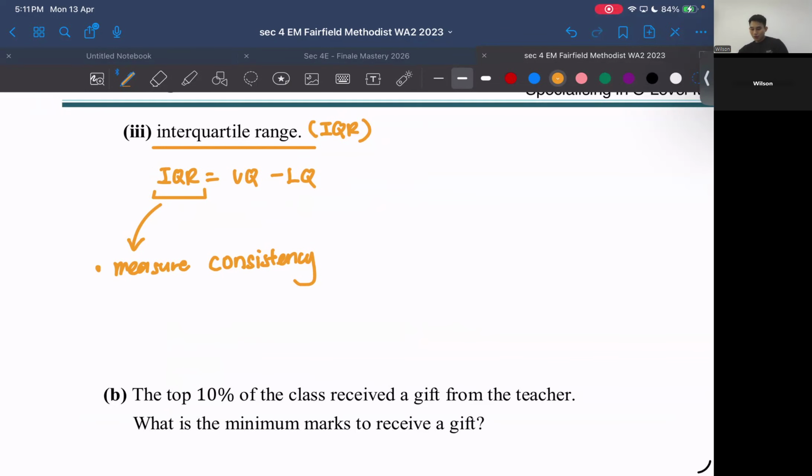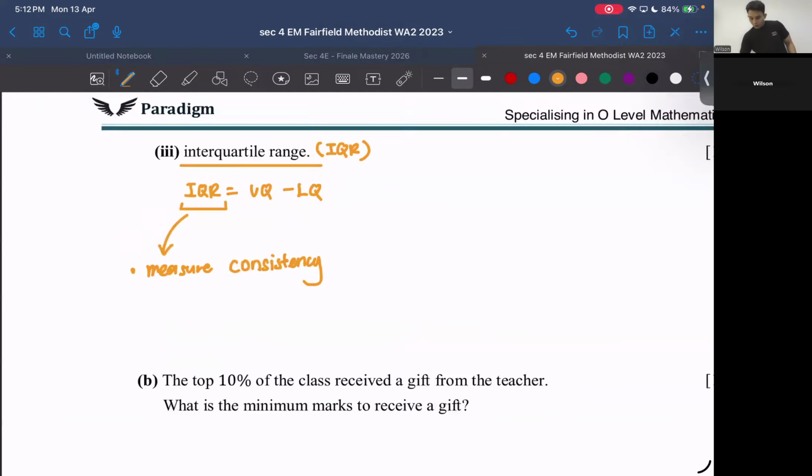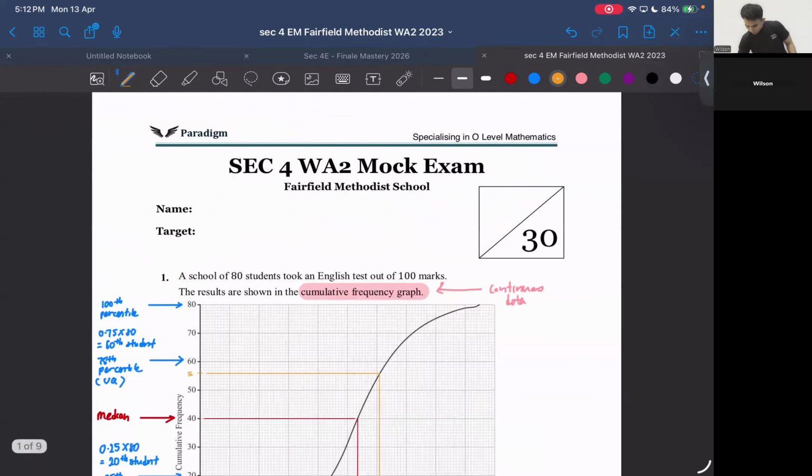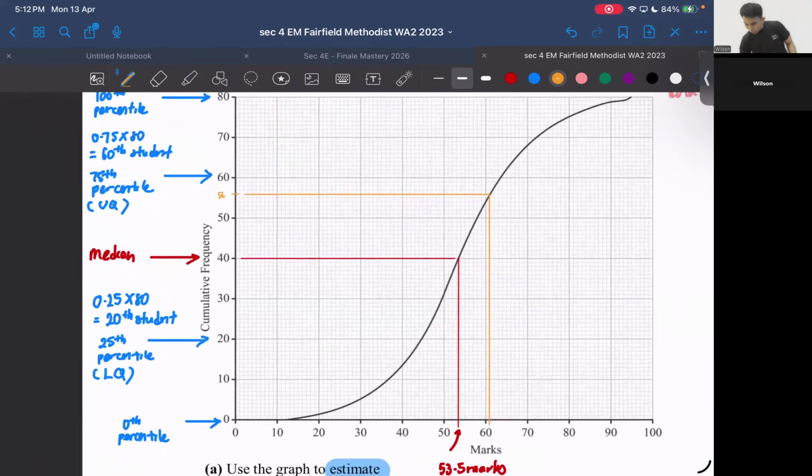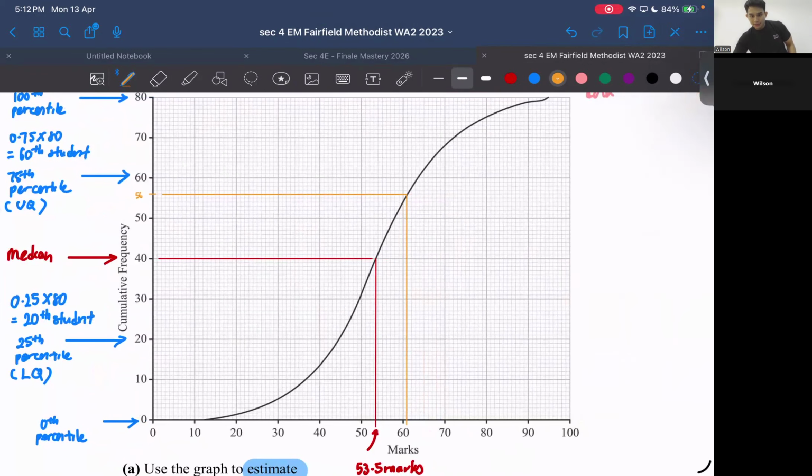Okay, can everybody please go and find out what's your interquartile range over here? Okay, I will go around the class. I will help you all. Just so you'll be able to find out upper quartile, lower quartile, the positions are as such. Okay, come everybody, let's go.